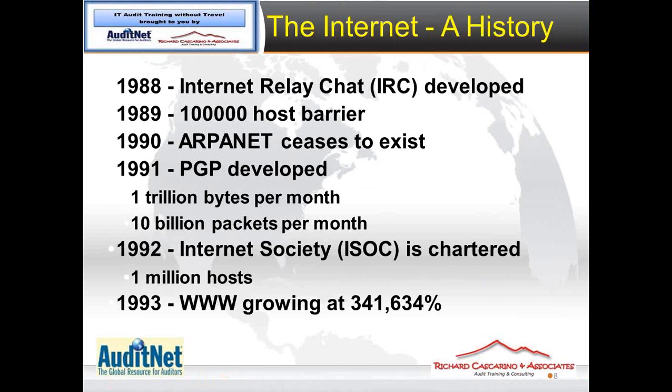Along came Internet Relay Chat, and that came about in about 1988. And by 1989, we saw the 100,000 host barrier. In 1990, ARPA, which had become ARPANET, ceased to exist altogether. But a demand had developed for some kind of security with all this communication flying around. And 1991 saw the advent of a package called Pretty Good Privacy.